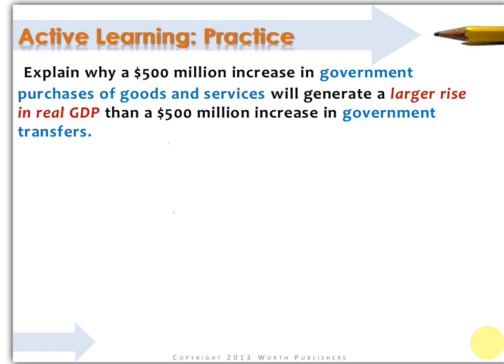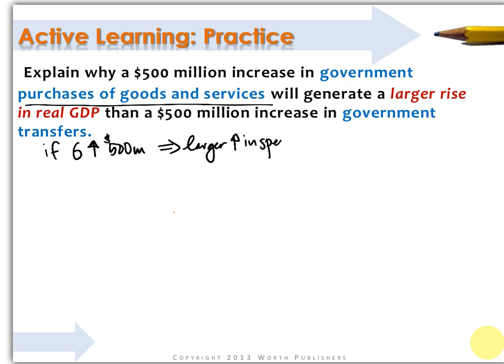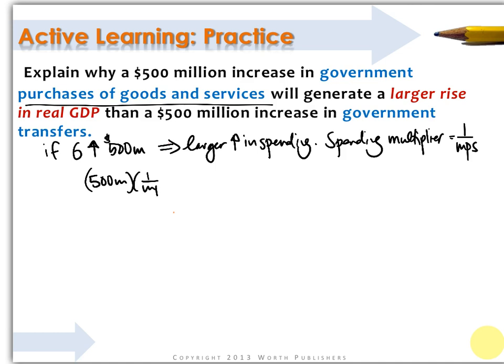All right, so first let's talk about the purchase of government services. So if government purchases go up by 500 million, we know what to do with that, right? We know that this will create a larger increase in spending by the amount of the multiplier. The spending multiplier is 1 over the MPS, right? So what we would do is we'd take this 500 million, multiply it by 1 over MPS, and we'd get our end result, right?